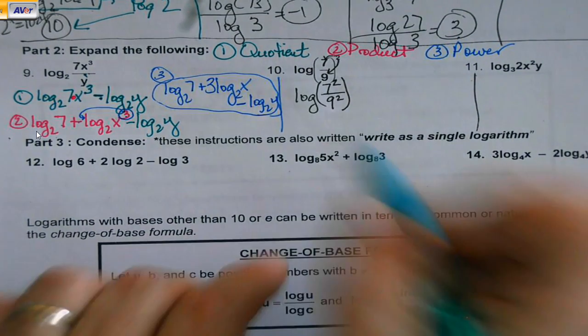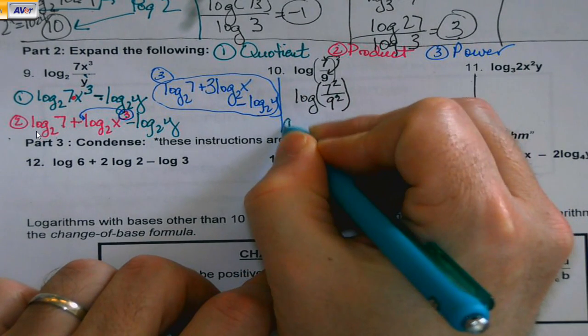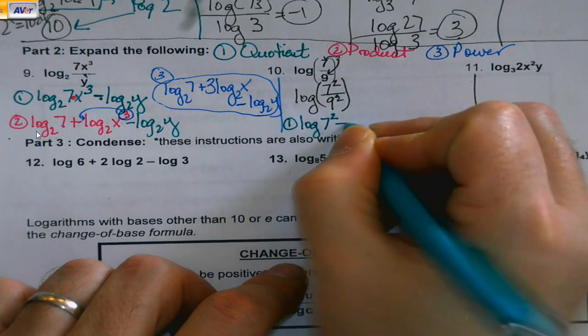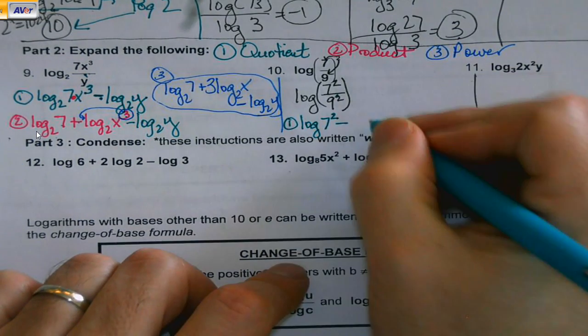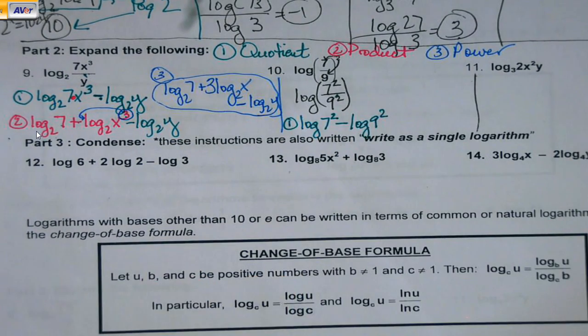I go, okay, quotient, do I see any divide? I do. So I take my log. When I get to the divide, I put a minus. And then again, I've got to write the log again. I can't just write 7 squared minus 9 squared. That actually changes the answer. So I get that in there.